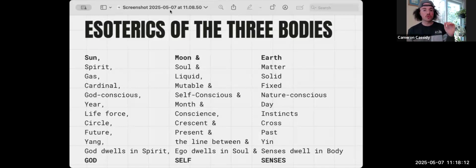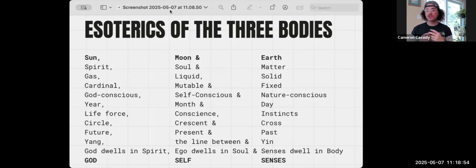So I'm just going to read a few rows of these descriptions here, where we have the sun, which represents the spirit, okay, the immortal spirit of an individual, the spark of the divine intelligence, the immortal intelligence that's within all of us. It also corresponds with the state of matter of gas and cardinal energy, the initiating source beginning energy. It's God conscious. It's associated with the year and life force itself, with the shape of the circle, the time of the future, the yang energy. And it is the idea that God dwells within the eternal spirit.